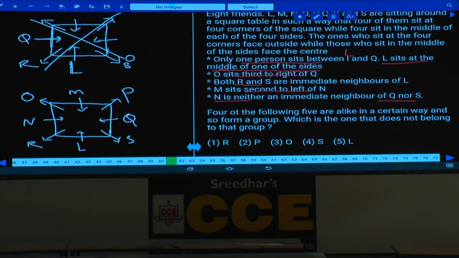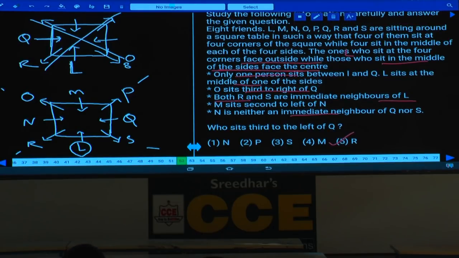Then question number 51, 4 out of the following 5 is nothing but an odd man out. R, P. And P is at the corner, isn't it? R is at this corner, O is at this corner and S is at this corner, but as L is at the center, except L, the remaining 4 persons are at the corners and L is at the center. Hence L is the odd one.